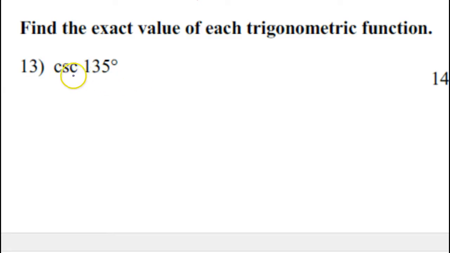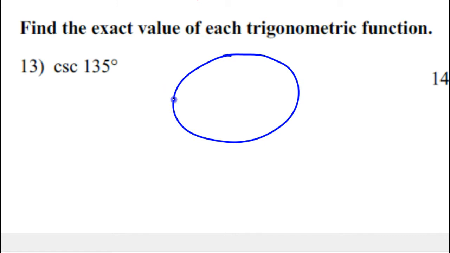When they ask you to evaluate some function, ask yourself what the reference angle is. So for 135 degrees, the reference angle is 45 degrees.